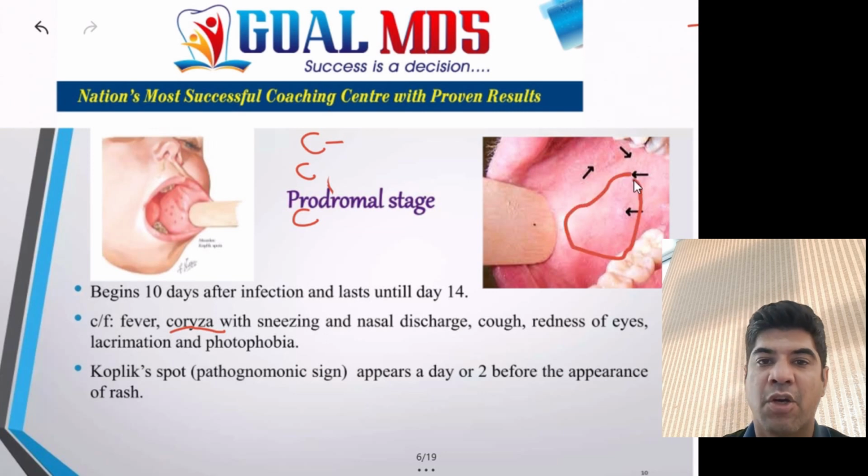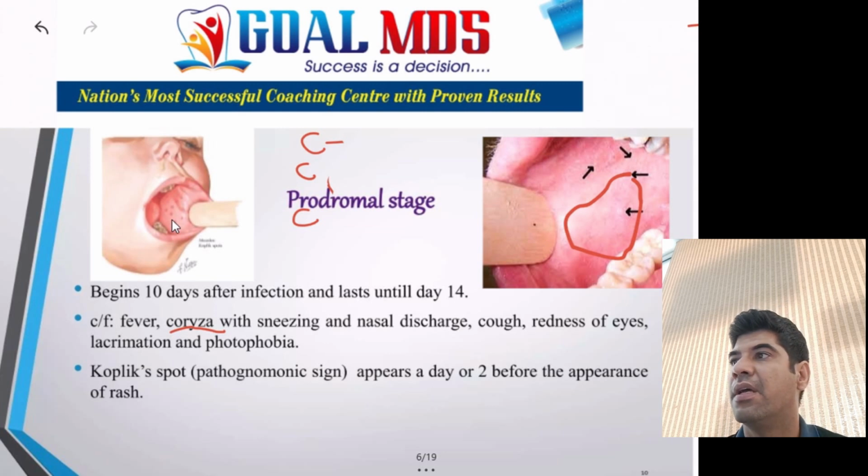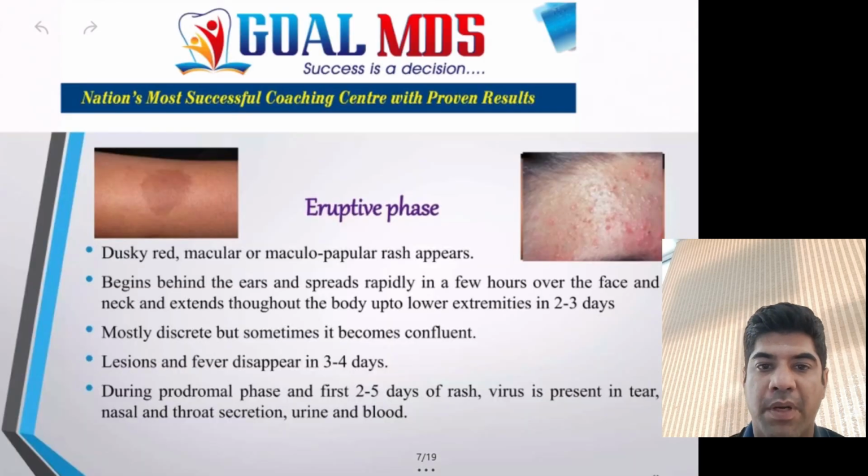Along with that you will see the Koplik spots. These are small white spots present on the buccal mucosa. These are small white spots with a red border that may appear inside the mouth. Typically, a few days after the initial symptoms, a red rash appears on the face and spreads to the rest of the body. This rash would last about a week.